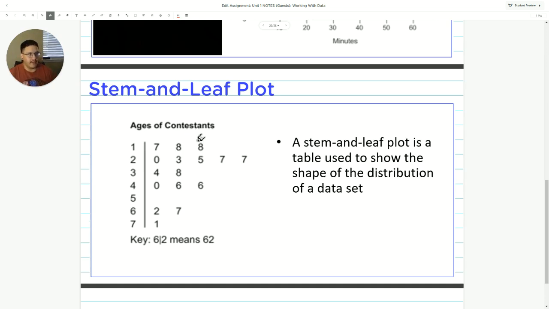Ages of contestants. The key 6|2 means 62. So the numbers that I'm dealing with for row 1, for example, is 17. And then 18. And then notice 18 is twice. Now, done with row 1, so now go to row 2. With row 2, I'm dealing with 20. And then 23, 25, etc., etc. And then you would just continue on throughout the table, the stem and leaf plot.